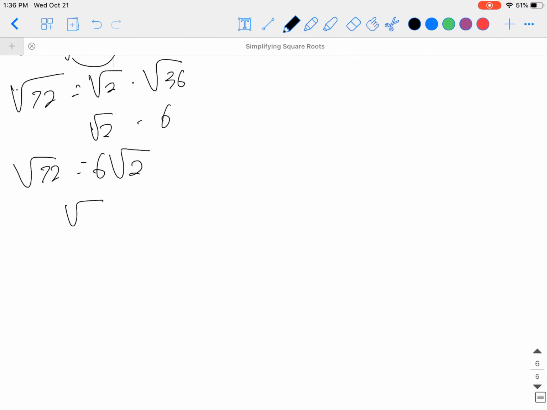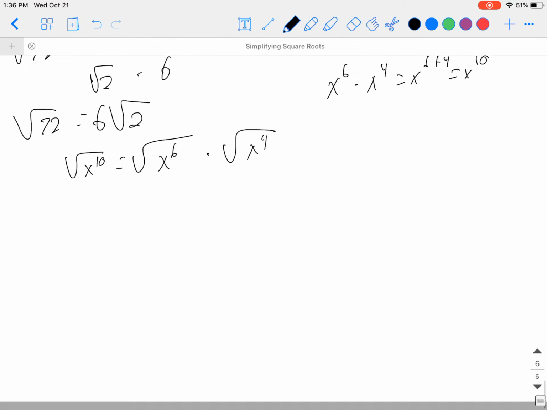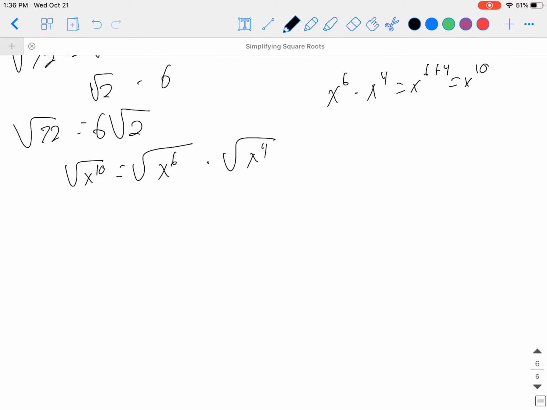So we have the square root of x to the 10th, and we can write this as the square root of x to the 6th times the square root of x to the 4th, since x to the 6th times x to the 4th equals x to the 6 plus 4, which is x to the 10th. So the square root of x to the 4th can be x squared, as x squared times x squared equals x to the 4th.